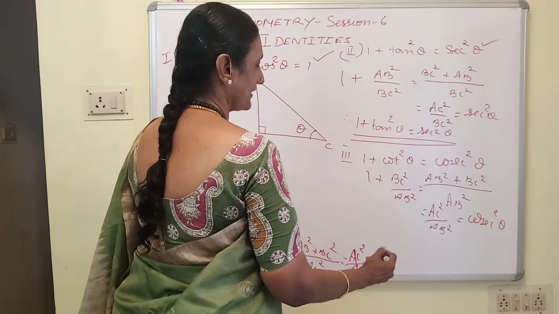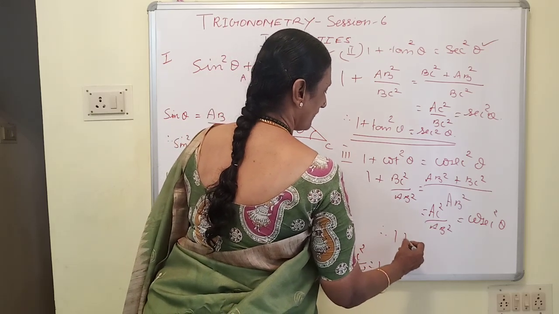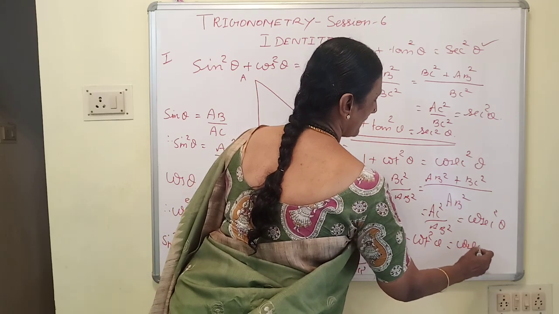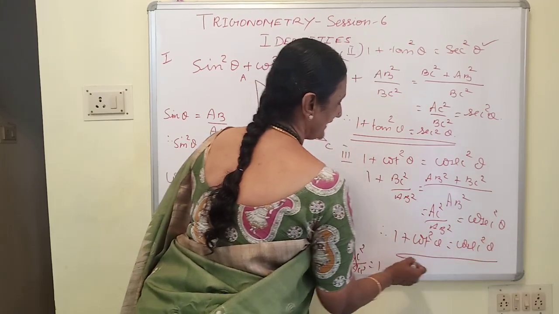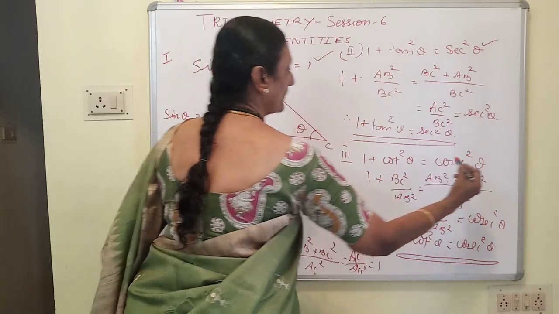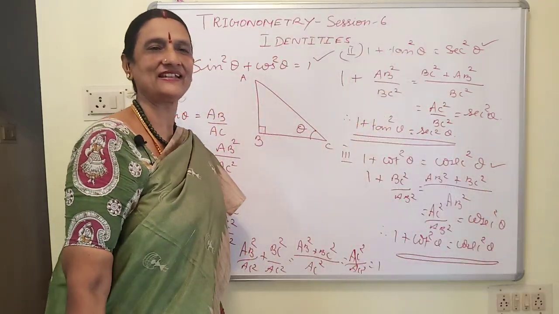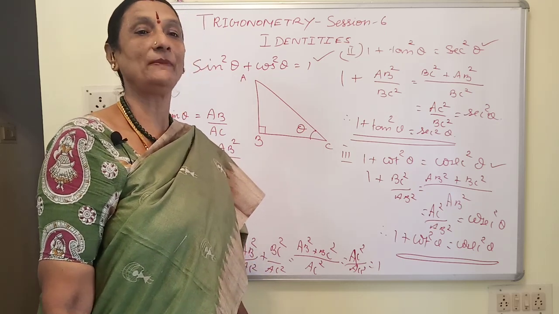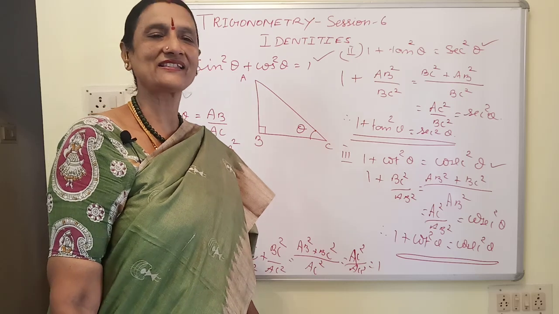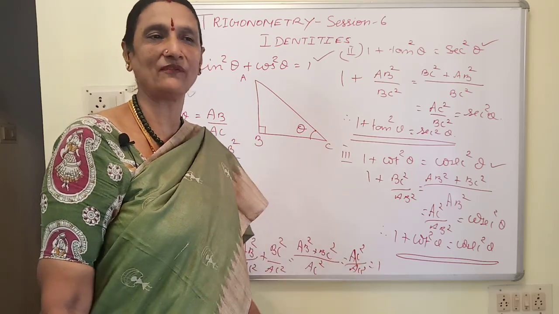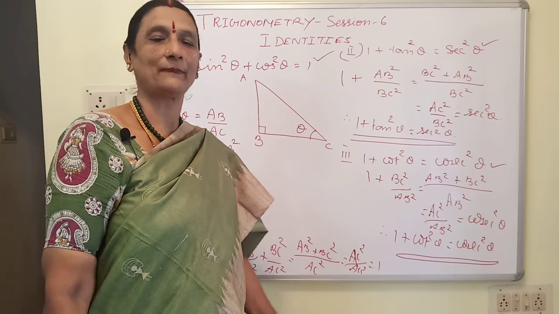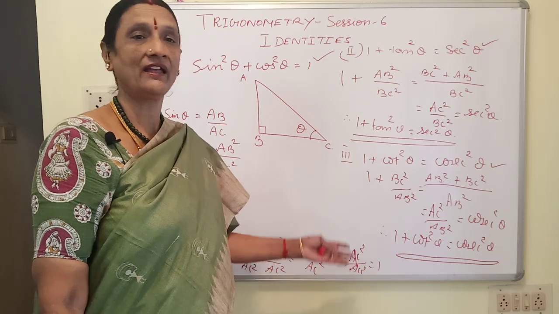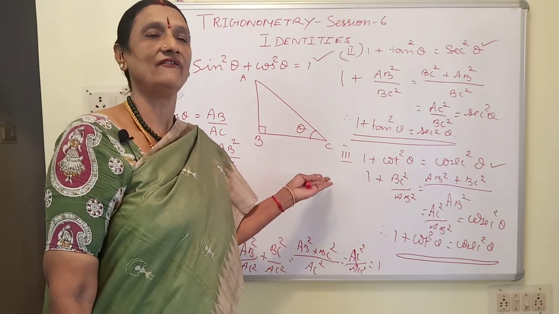Therefore, the third identity, 1 plus cot square theta is equal to cosecant square theta, is verified, is proved. So these three identities are very important in trigonometrical calculations. We will be going through problems in the next sessions. In the following sessions, we will be continuously working out the problems given in the exercise as per the NCERT textbook. At that time, we will have to use these identities very commonly.